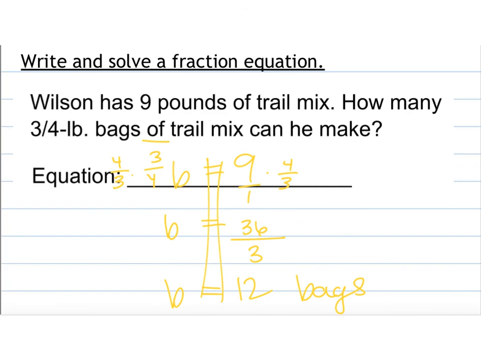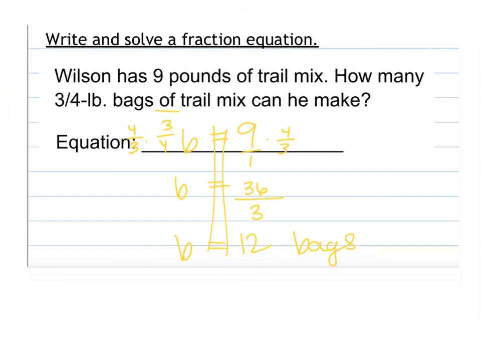Since he has 9 pounds and he's putting them into smaller, less than 1 pound bags, if he were to make 1 pound bags, he would be able to get 9 bags, but he's making less than 1 pound, so he should be getting more bags out of that. So my answer of 12 bags does make sense.